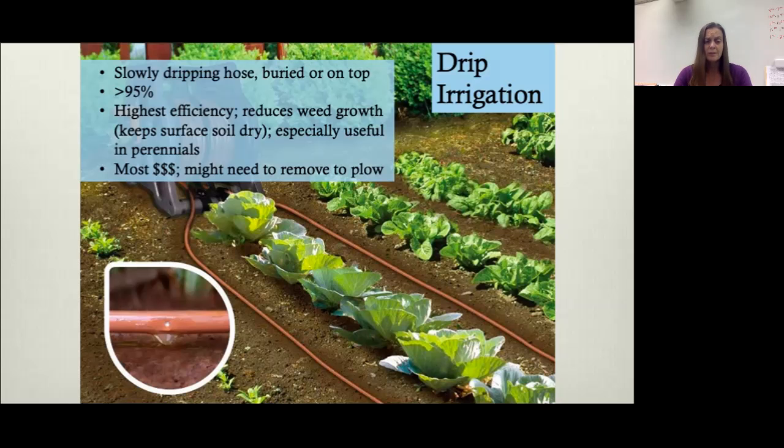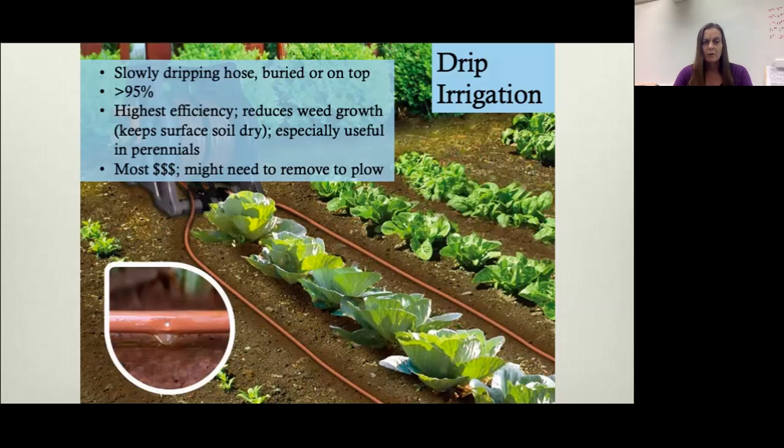So 4 forms. We have furrow irrigation, that's the least efficient at 65%. Flood irrigation, that is slightly more efficient at 70 to 90%. Spray irrigation, that is quite efficient at 75 to 95%. And then we have drip irrigation at 95+% efficient.